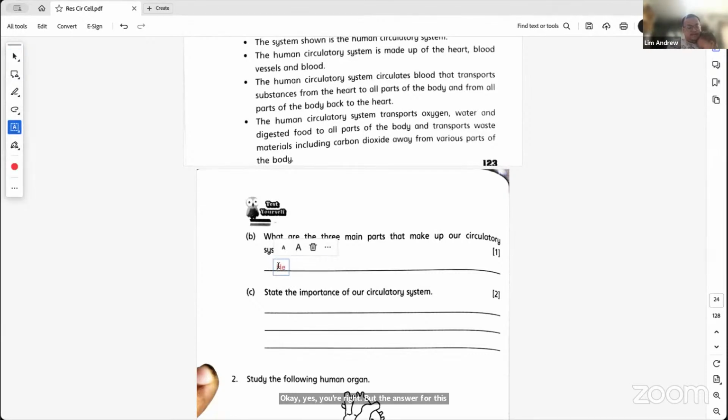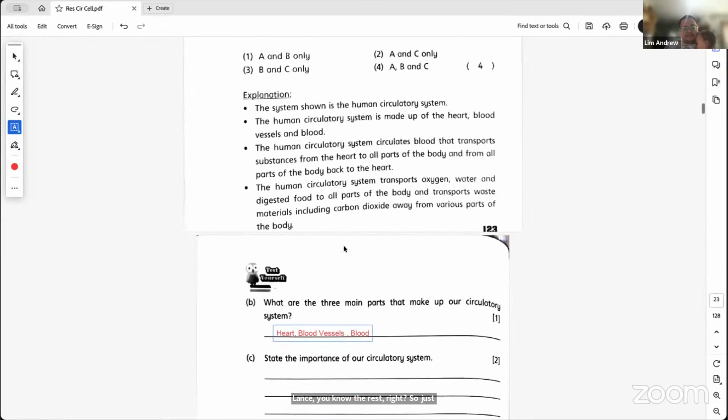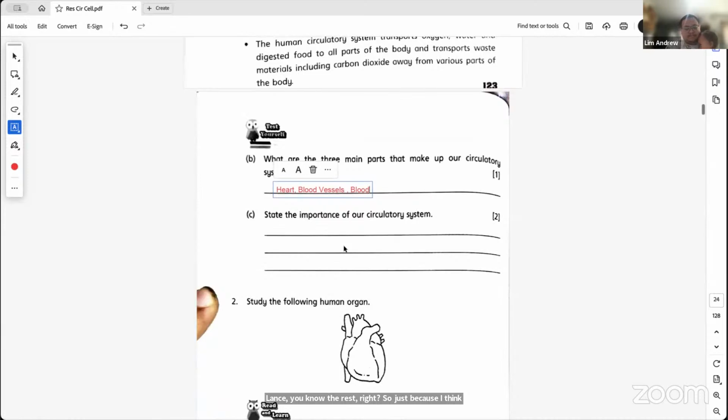The answer for this question is heart, blood vessels, and blood. Did I hear you say lungs? If you say lungs, it is wrong. Lungs don't belong to this system. Lungs belong to the respiratory system, all right? So this question, I think I answered earlier already. So I will skip this. Next one.